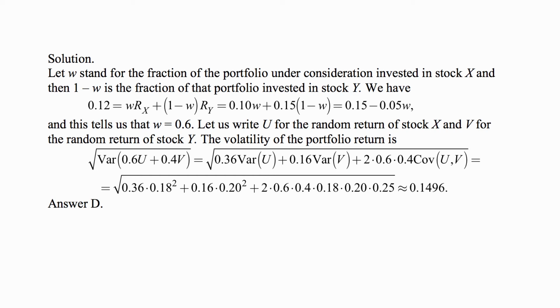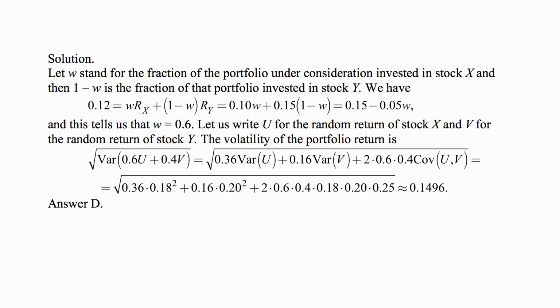Now let us write U for the random return of stock X and V for the random return of stock Y. Then the volatility of the portfolio return is the square root of the variance of 0.6 U plus 0.4 V. And that's the square root of 0.36 times the variance of U plus 0.16, the square of 0.4, times the variance of V, plus 2 times the weights, 0.6 times 0.4, times the covariance of U and V.